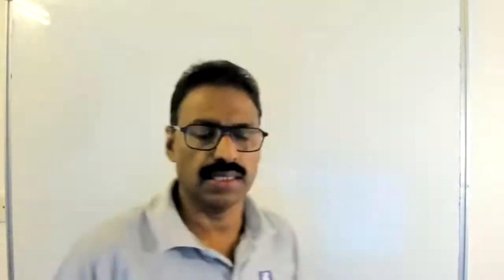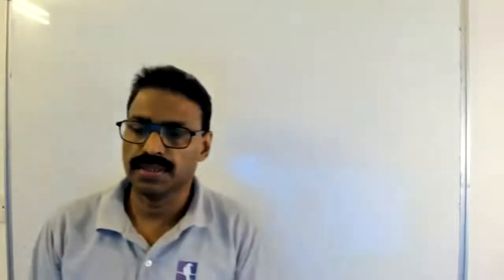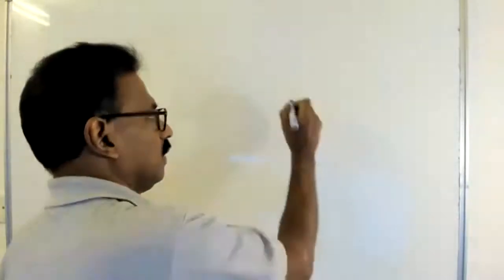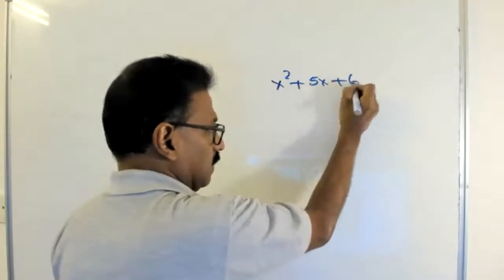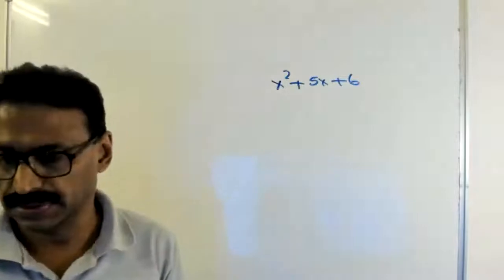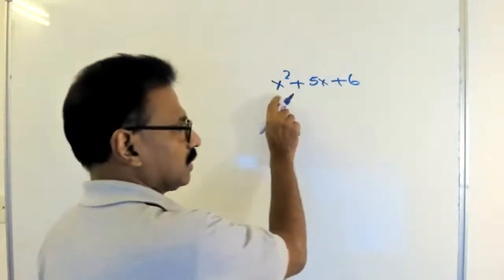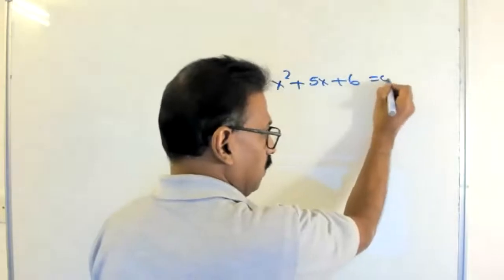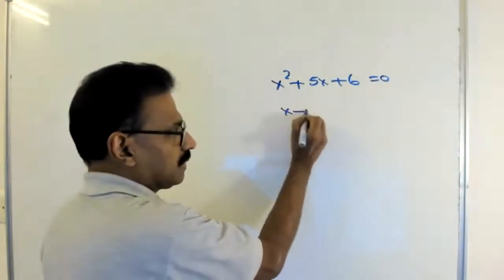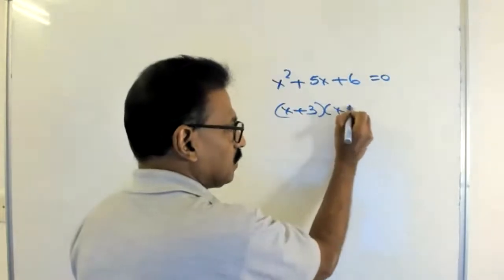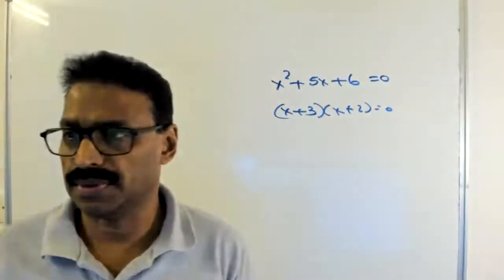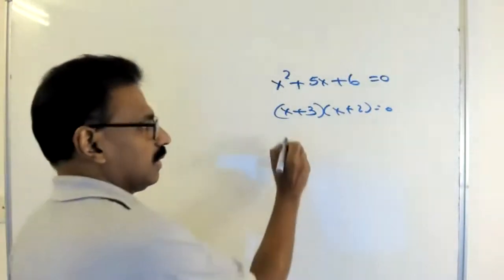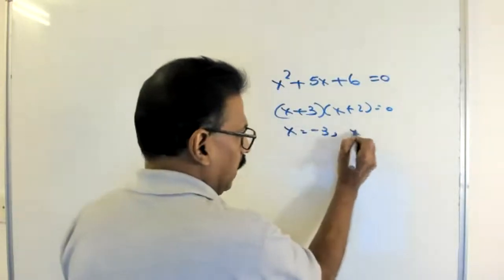Okay, look here. Last class we learned how to find the zeros of a quadratic polynomial. For example, x square plus 5x plus 6. What will we do? x square plus 5x plus 6 equal to 0. Then you factor: (x plus 3)(x plus 2) equal to 0, right? 3 into 2 is 6, 3 plus 2 is 5. Then x equal to minus 3 and x equal to minus 2.